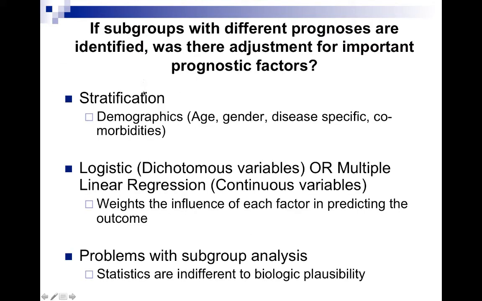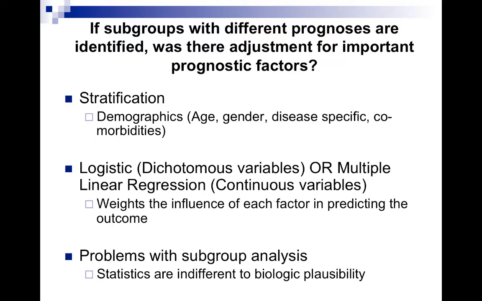The next question has to do with subgroups. If subgroups with different prognoses are identified, was there adjustment for important prognostic factors? And this gets at the idea that different prognostic factors can modulate others in important ways. And so understanding how the prognostic factors are interacting can be relatively important in a disease process. ACL is a good example.